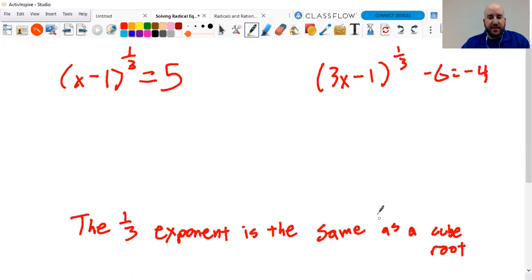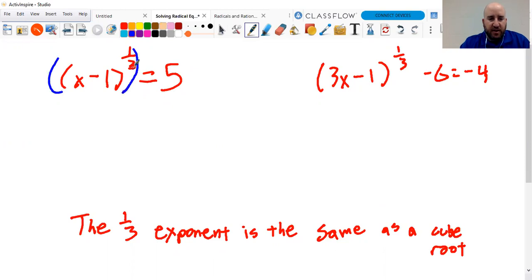1/3 exponent, same as a cube root. Again, we saw it on the other set of notes. We treat it just like a cube root. Again, it's the same idea as the 1/2 exponent being the same as the square root. So x minus 1 to the 1/3 power equals 5.